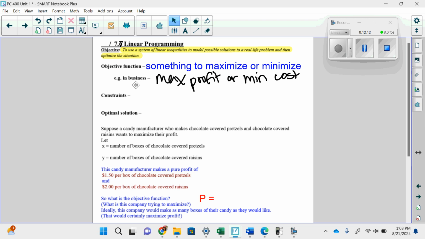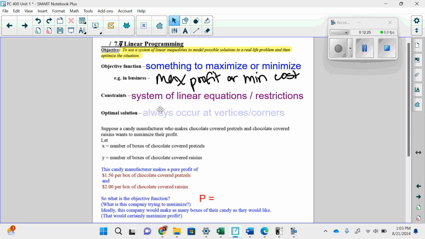Constraints are all of those inequalities, so a system of linear equations or restrictions. And then the optimal solution always occurs at the vertices or corners of the shaded region.